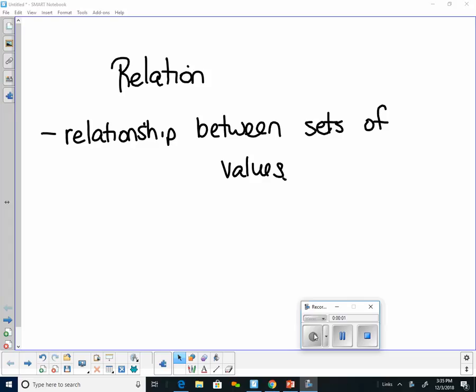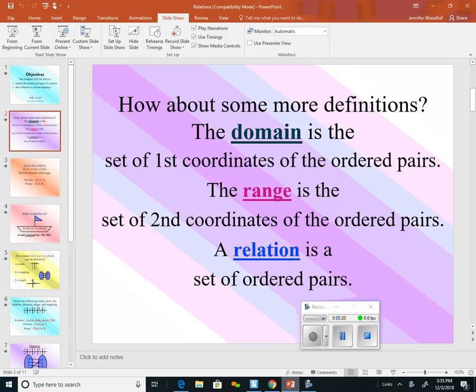All right, tonight we're going to talk about relation. Now, a relation in math is a relationship between sets of values. Okay, so we're going to build up on our coordinate planes and our ordered pairs that we talked about yesterday. So when we talk about that, we have a few definitions that we need to look at.